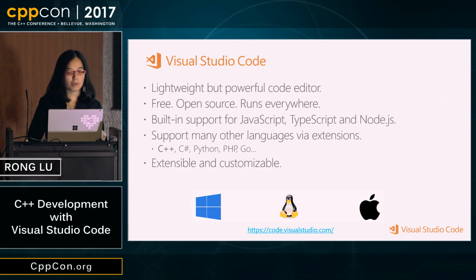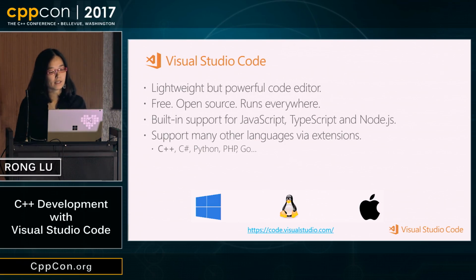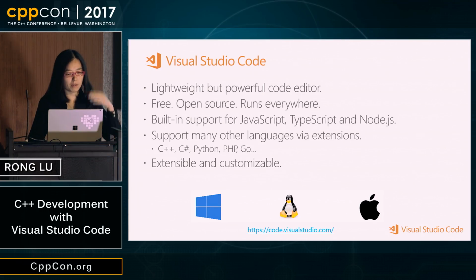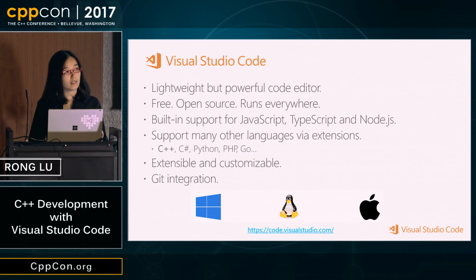It has built-in support for JavaScript, TypeScript, and Node.js, but it does support many more languages via extensions. At Microsoft, we provide the C++ and the C# extensions, and the community out there is providing much more language support as well. VS Code is completely extensible and customizable, which you'll see in some of the demos later on. Last but not least, it also has Git integration, so you can pretty much do everything from within the Visual Studio Code IDE.